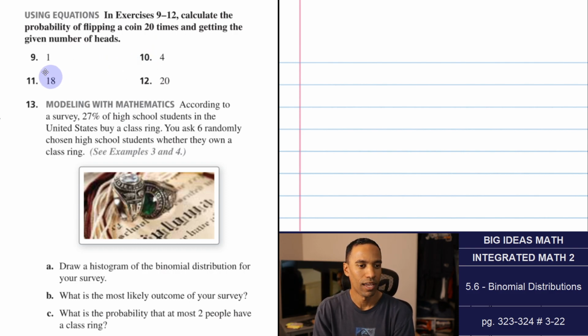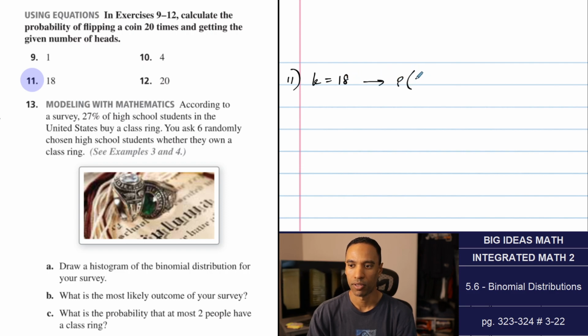They are asking for 18 heads and 20 heads. So for 11, if K is 18, we're going to do the same scenario. Probability of 18 heads. Like I said, this is going to be very small.